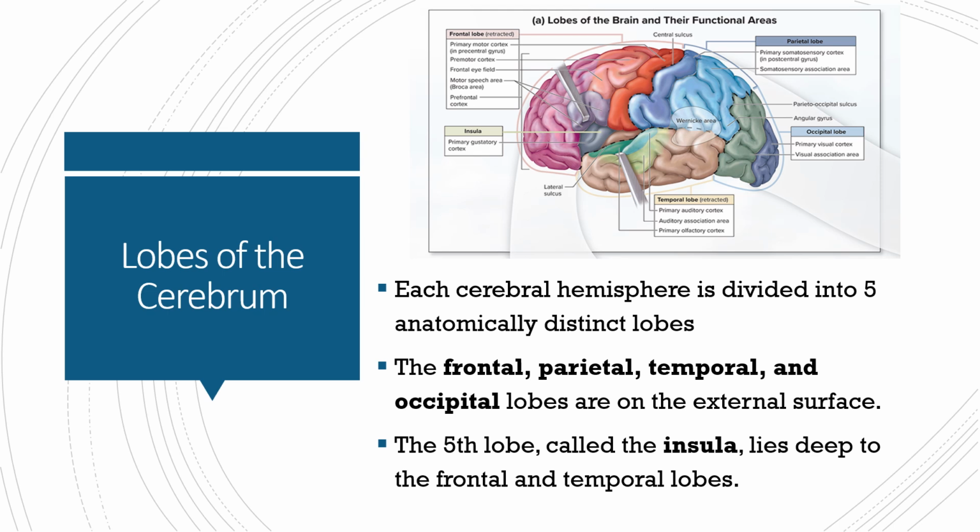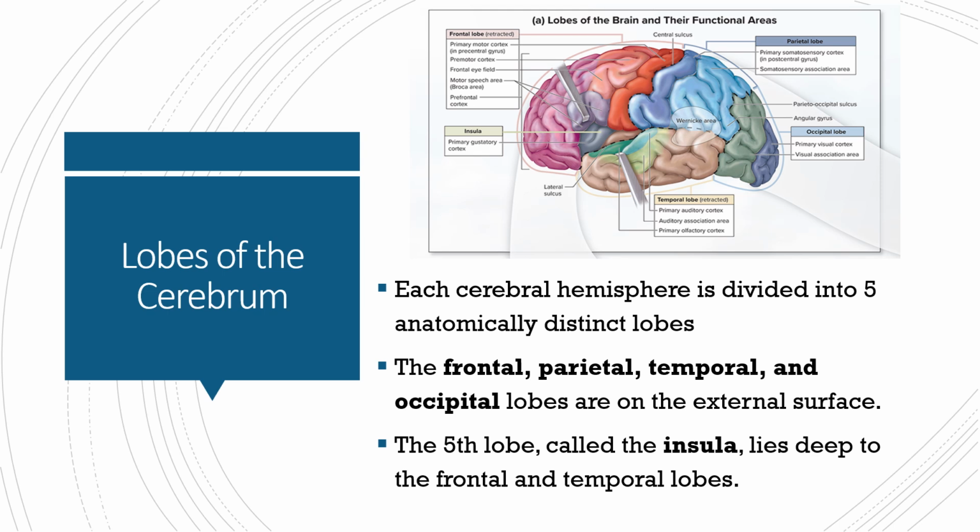Each cerebral hemisphere is segmented into 5 distinct lobes. 4 lobes, the frontal, parietal, temporal, and occipital, are prominently visible on the exterior surface. The 5th lobe, known as the insula, is situated deep within the frontal and temporal lobes.